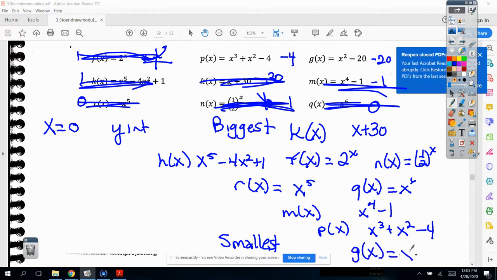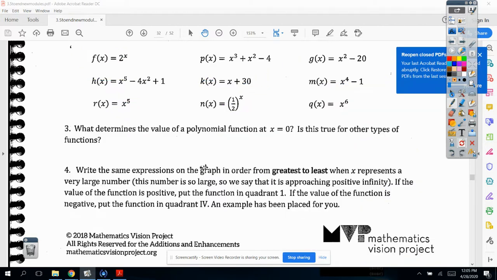Okay, so for a value of x equals 0, we have a defined list of the smallest to the biggest by the y-intercepts. You could see them by the graph. I put them in order on my little graph sheet that I attached to this.